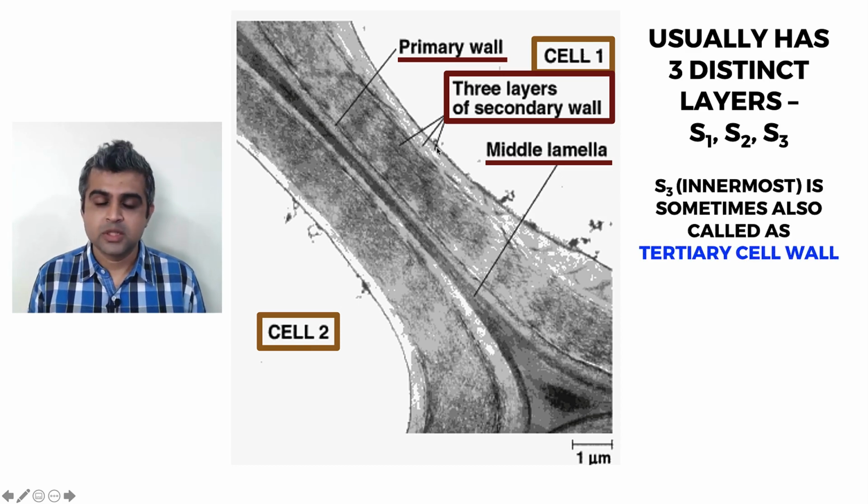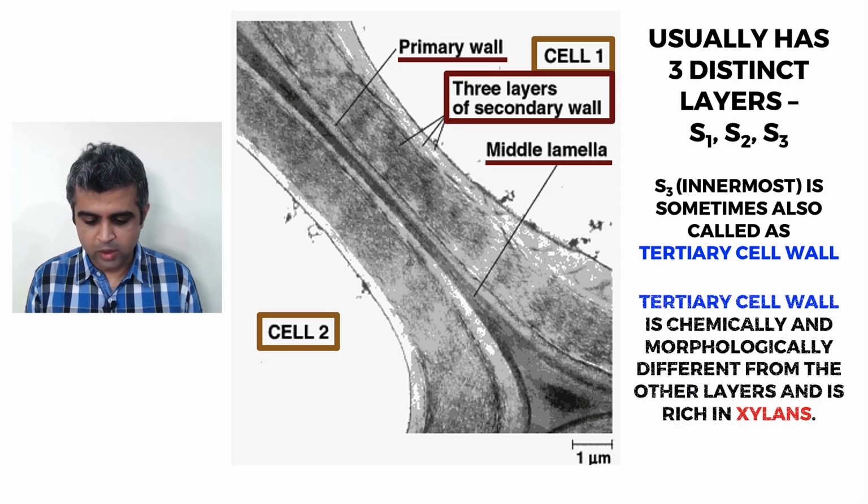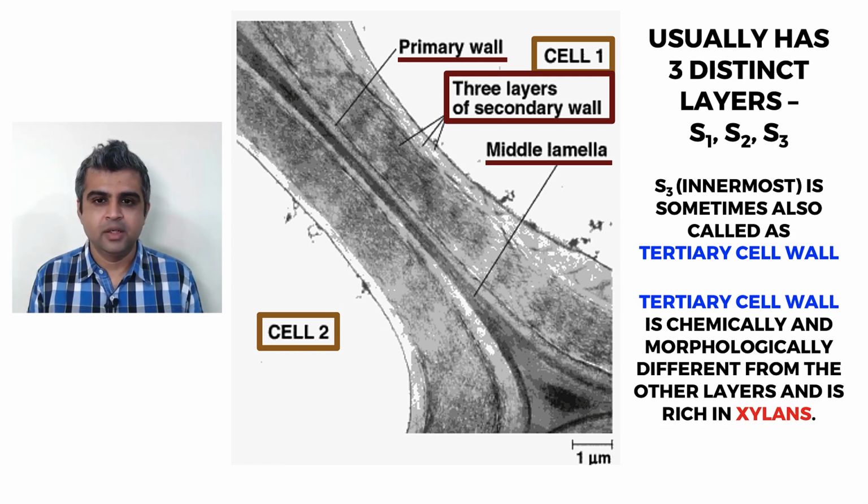S3 innermost is sometimes also called as the tertiary cell wall, and tertiary cell wall is chemically and morphologically different from the other layers and is rich in xylans. So I hope that everything related to the cell wall is now clear. Okay.